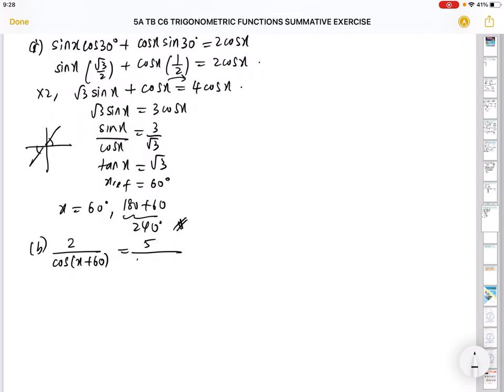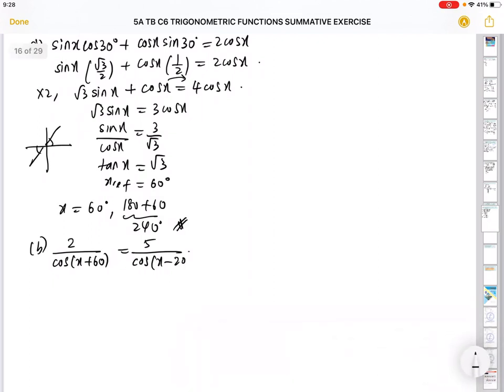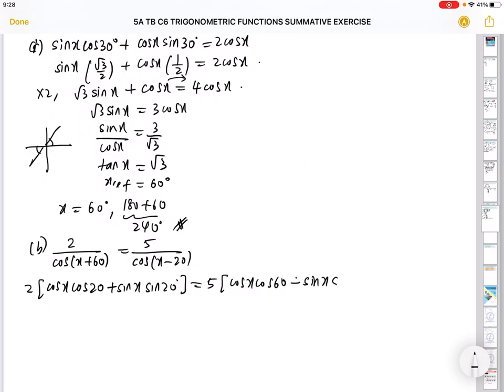Cross multiply and expand. Now, cos x minus 20 is cos x cos 20 plus sine x sine 20. This will be 5 cos x cos 60 minus sine x sine 60. Now, I find it's a bit hard to keep writing so many things. So what I will do is I will change to decimal, one by one. Like, what is cos 20? Type in the calculator, then you times 2.